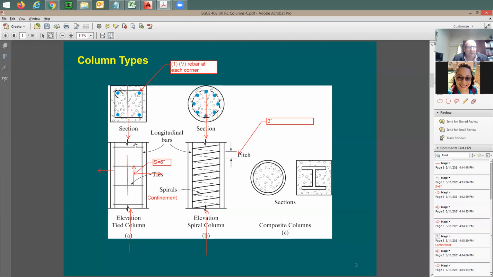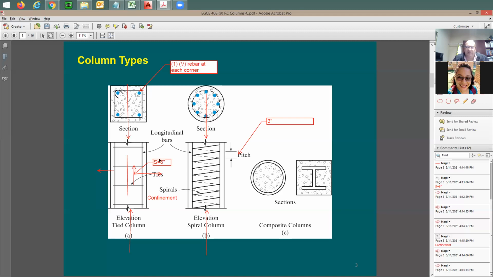So the term tied columns applies to rectangular, square, and round. It's not just for square. So this one applies to all shapes of columns. If you have any shape of column, you can have it as a tied column. But in this case, the spacing is going to be about maybe 6 inches, maybe 5 inches. You can control this, right?